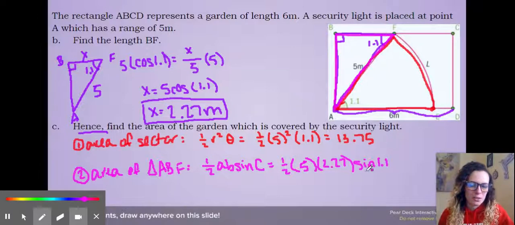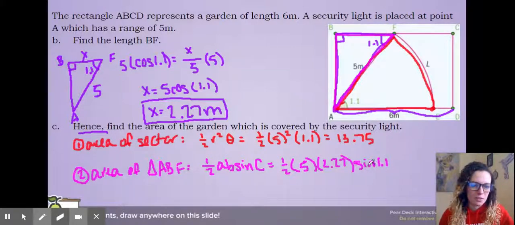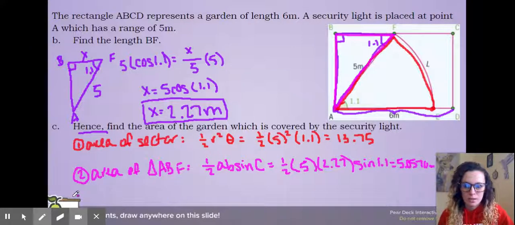All right, so again, when I go to put this in my calculator, I'll definitely need to make sure I'm in radians this time since the angle is still in radians. And when I do that, I get around 5.0576. Try not to round that too much because I'm not done with my final answer yet.